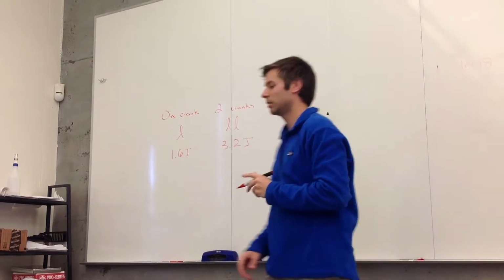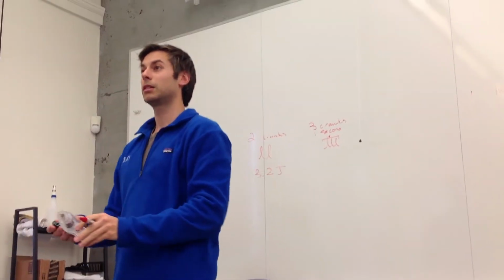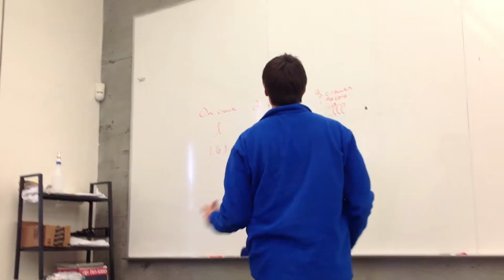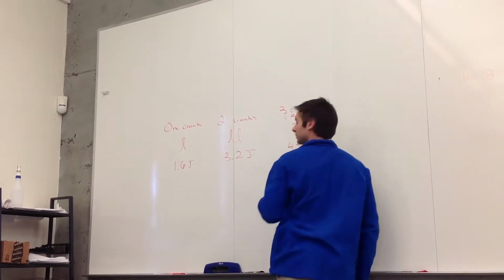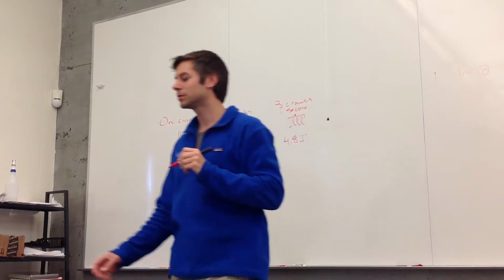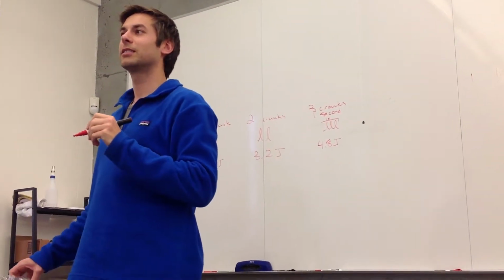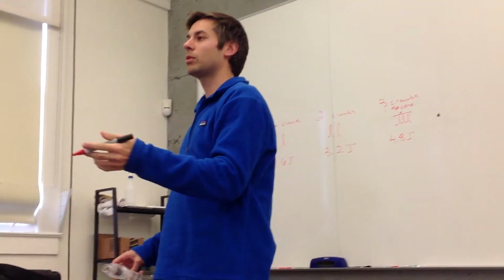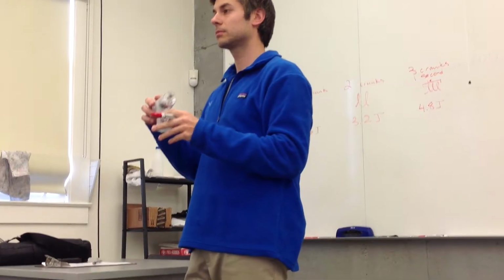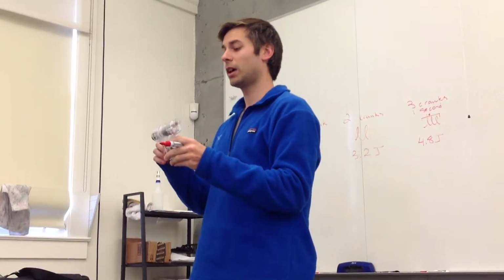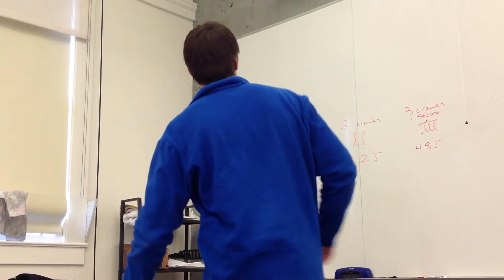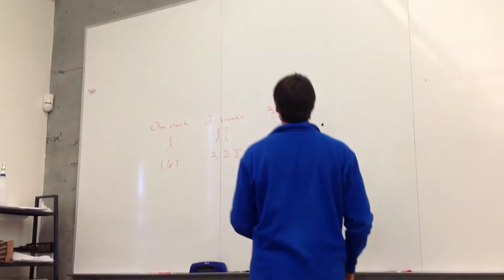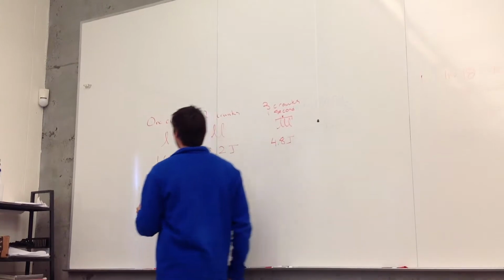How much work did I do? 4.8. Wow, all right. Why 4.8? You add on this 1.6. You added on 1.6, why? Because that's how much one crank is worth. Okay, so for every cycle, it's 1.6 joules.